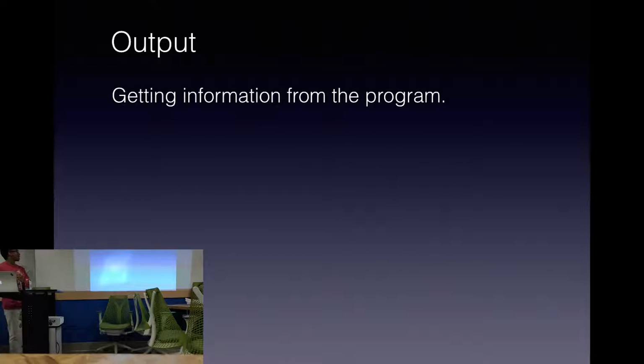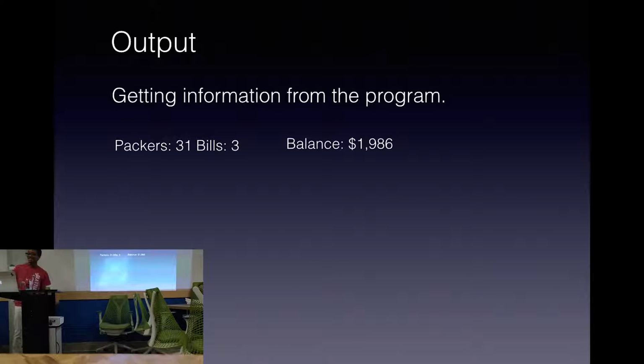And then output is getting information from the program. So with output, that's pretty much what the program is actually telling you back. So something like Packers 31, Bills 3, or your balance is $1,986.